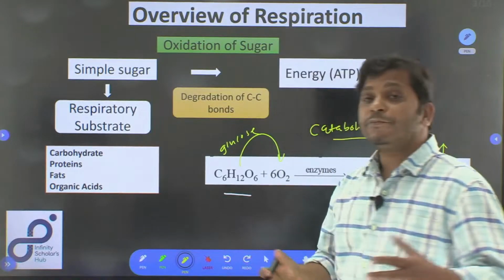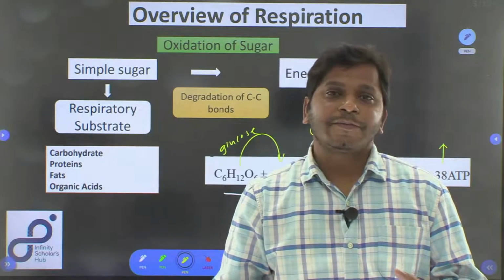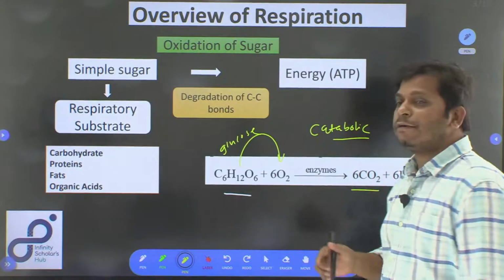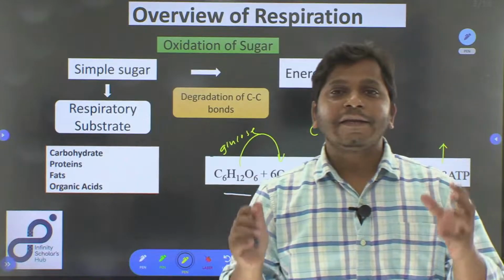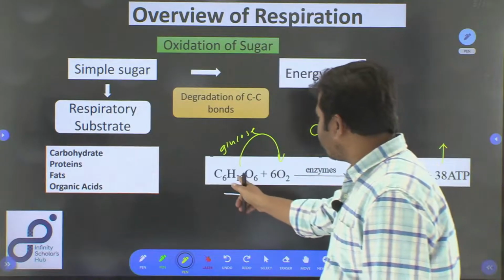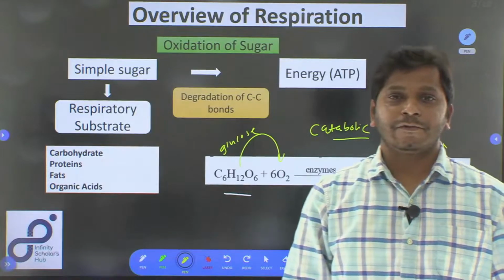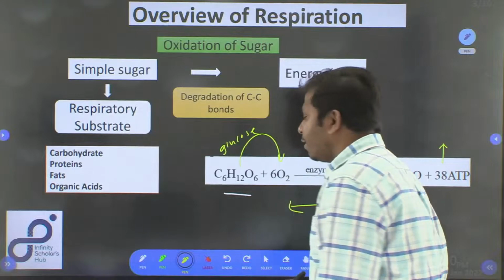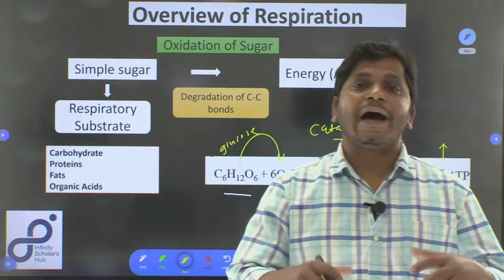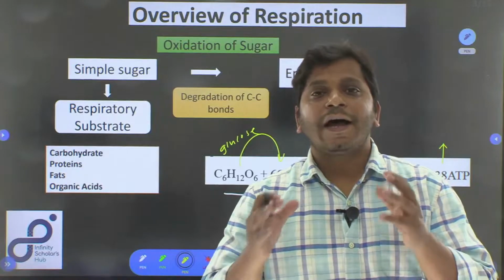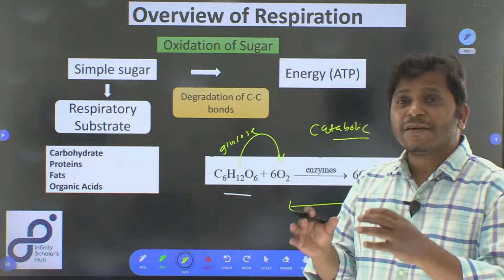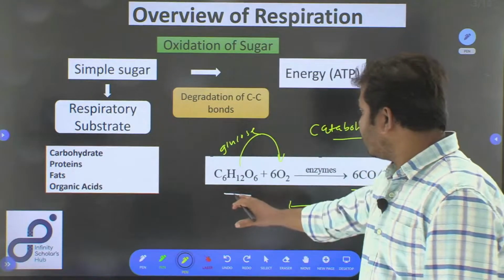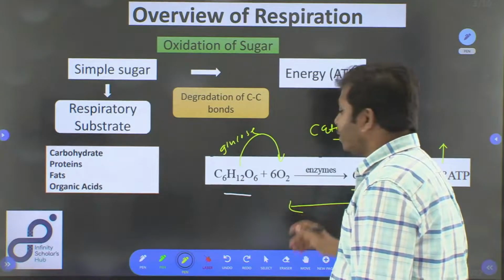But if you have noticed the reaction that we studied in photosynthesis, what happens in photosynthesis? Carbon dioxide and water react with each other and produce carbohydrate, or the simple sugar, which is glucose. So in that reaction, the reverse pathway occurs, and that is why it is called an anabolic reaction. So in anabolic reactions, simpler molecules are united to form a complex molecule, and here a complex molecule is degraded to produce simpler molecules.